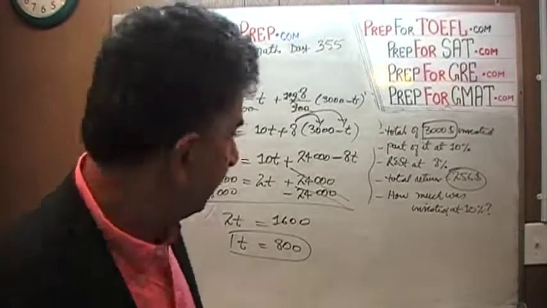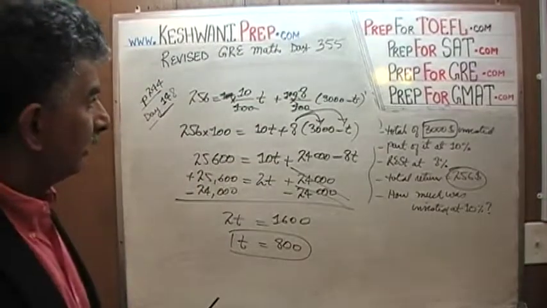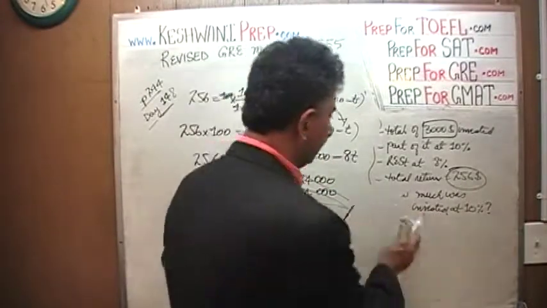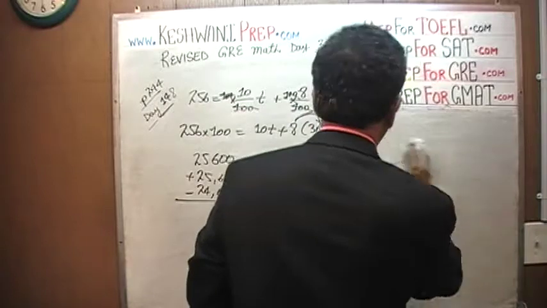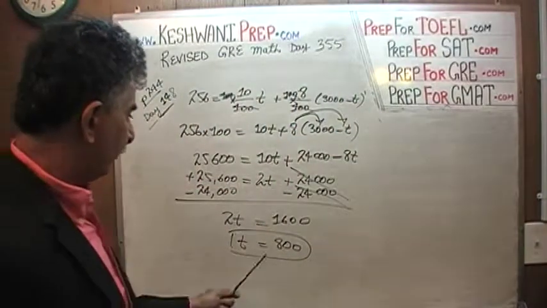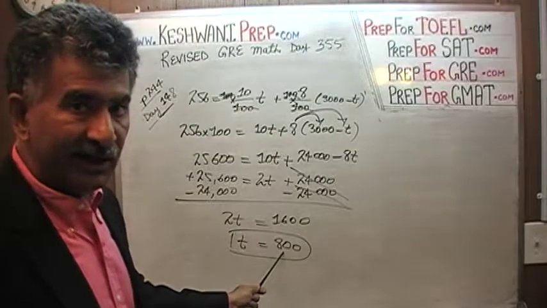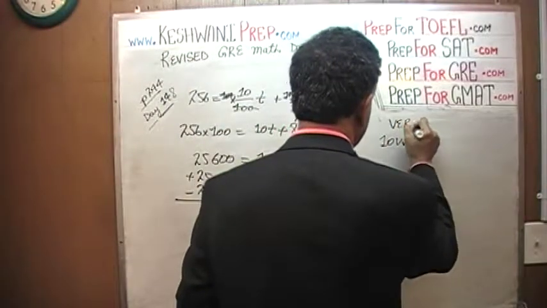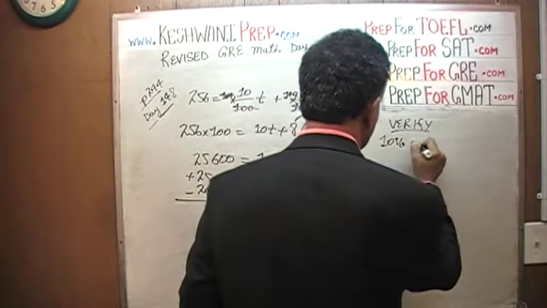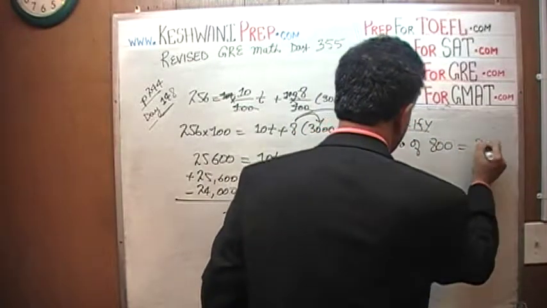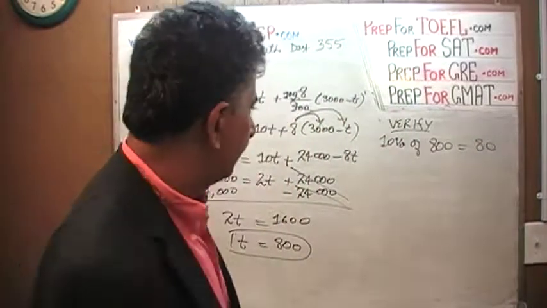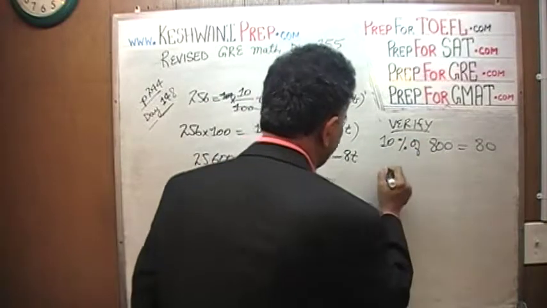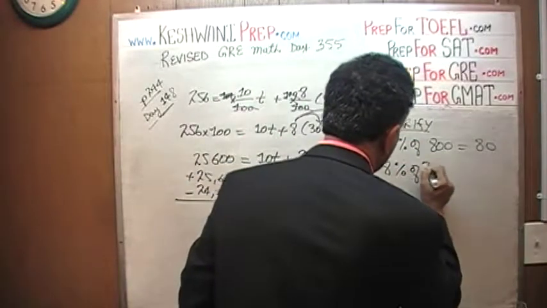Let's verify our answer. Why should we verify it? Remember, the total return has to come up to 256. So we are claiming that we invested $800 at 10%. 10% of 800 is 80. Now we have to figure out 8% of 3,200.